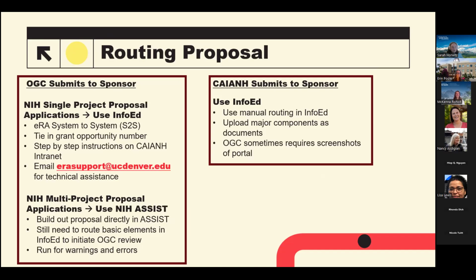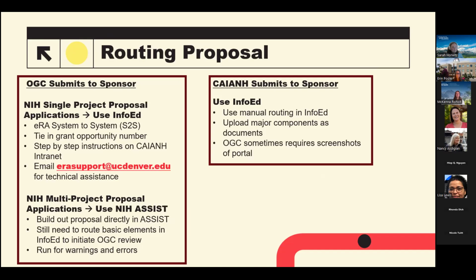So just make sure that you know from the start that you need to be using NIH Assist and not InfoEd directly for the full application. And then for these, what you're going to do is build out your full application, run those errors, make sure there aren't any errors showing up in NIH Assist, and then you'll create a manual routing in InfoEd, and that just alerts OGC that you're ready to submit a proposal and you need them to review it.